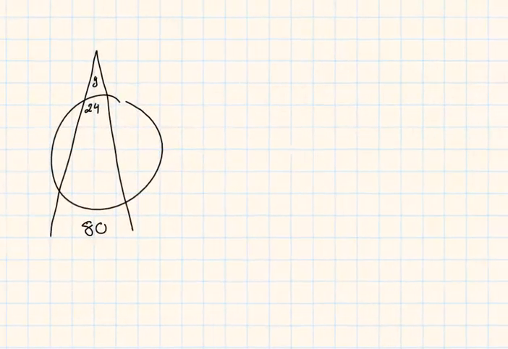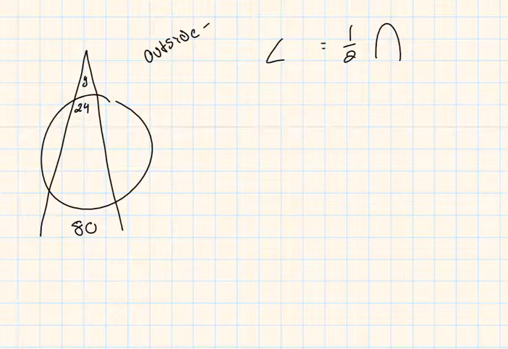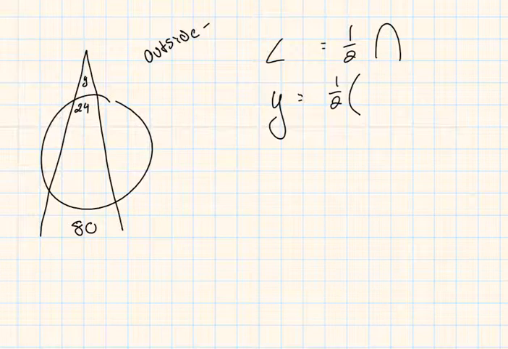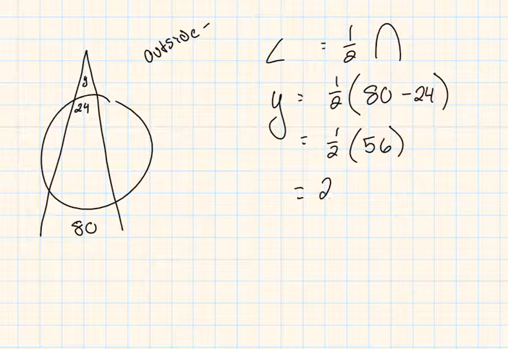In this next example, our intersection is outside, which means we are going to be subtracting. So our angle equals 1/2 of something dealing with the arcs. So our angle y equals 1/2 times, now since it's outside and we are subtracting, we start with our larger arc minus our smaller arc, equals 1/2 of 56, or 28 degrees. y equals 28 degrees.